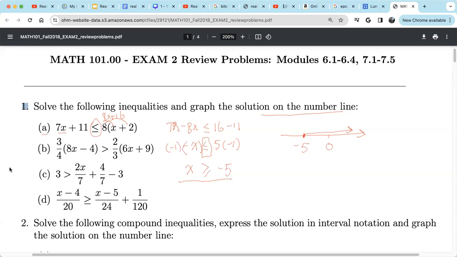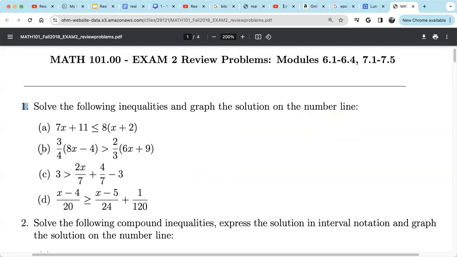Now let's see B. Probably we want to get rid of these fractions. Now we have a denominator of 4, we have a denominator of 3. We want to multiply by the least common denominator, which is 12, because 3 times 4 is 12. So we want to multiply 12 on both sides, because we have an inequality to work with. So 12 divided by 4 becomes 3. And on this side, 12 divided by 3 becomes 4.